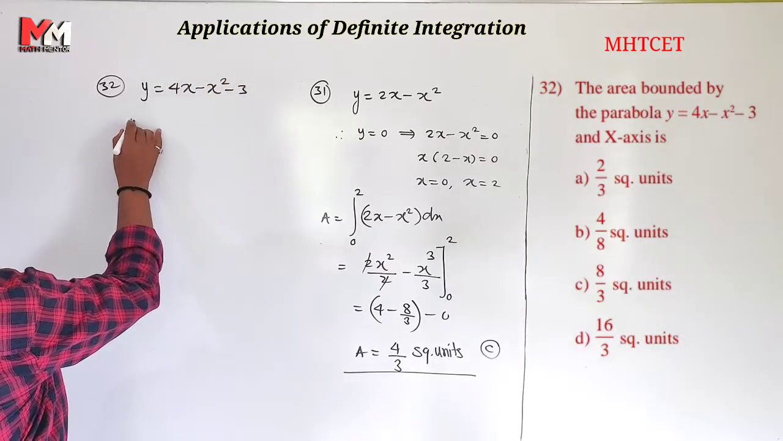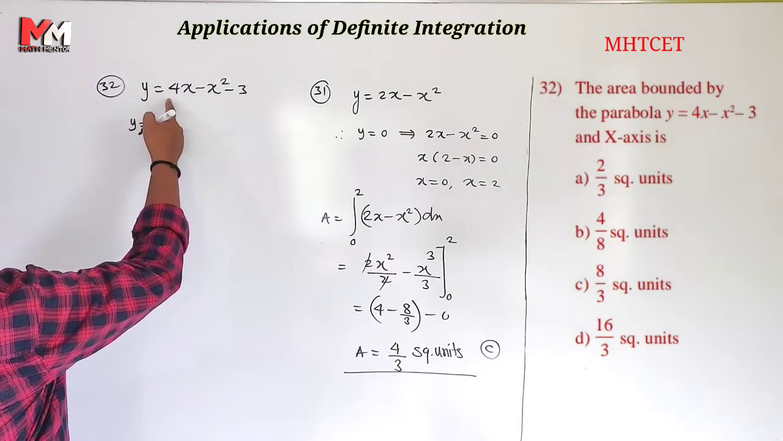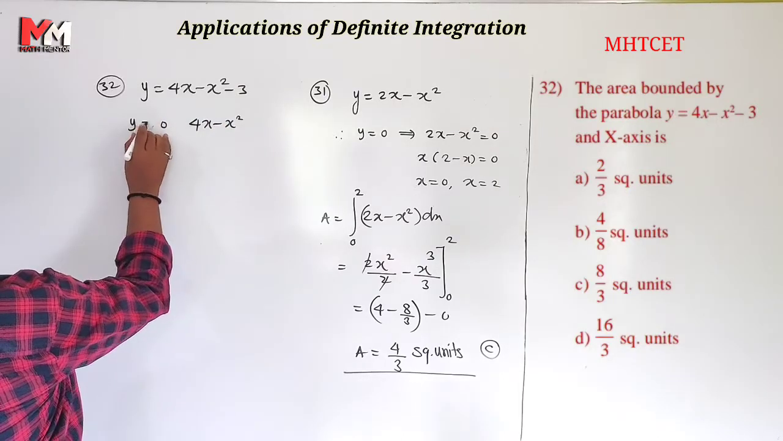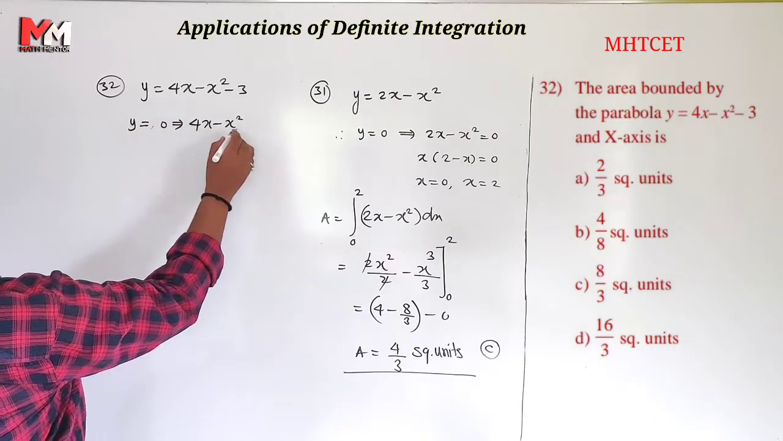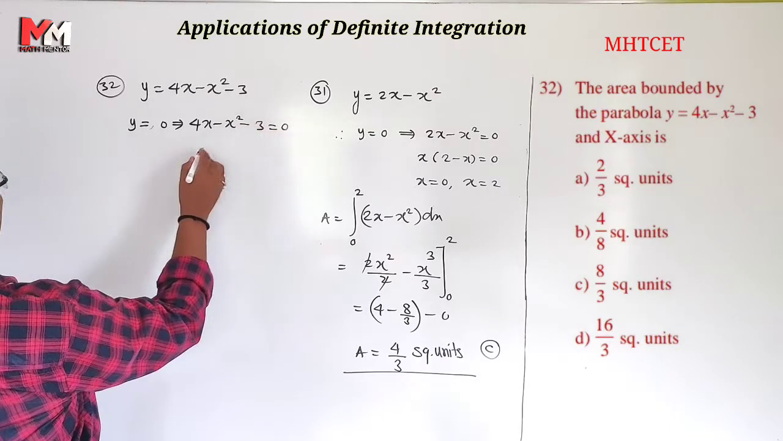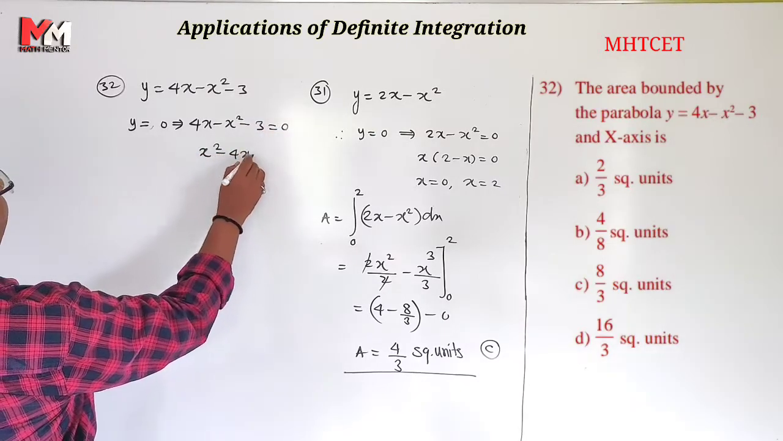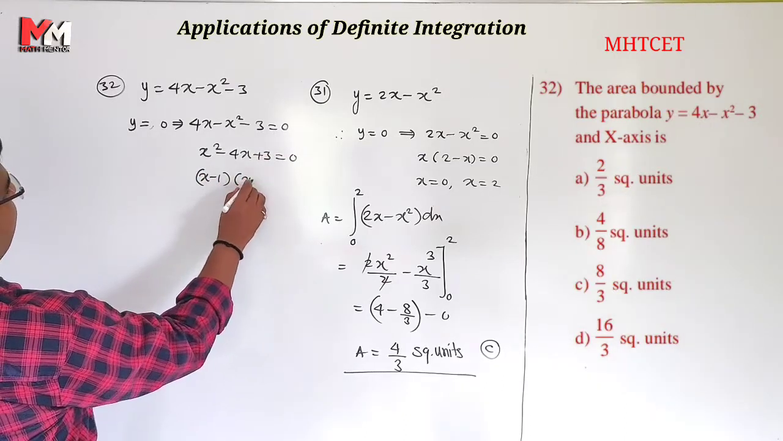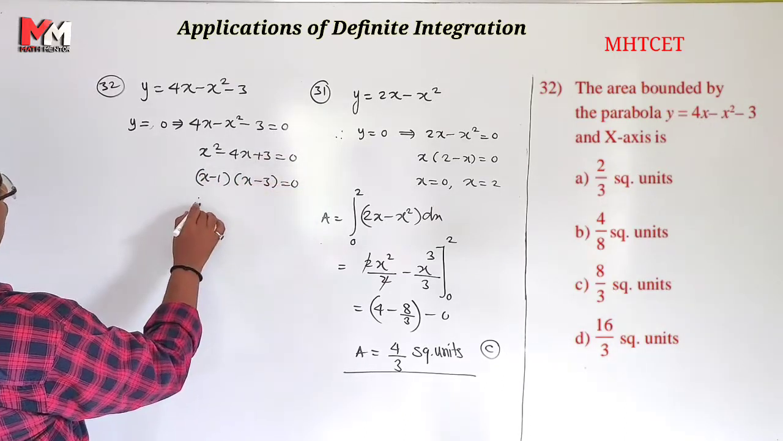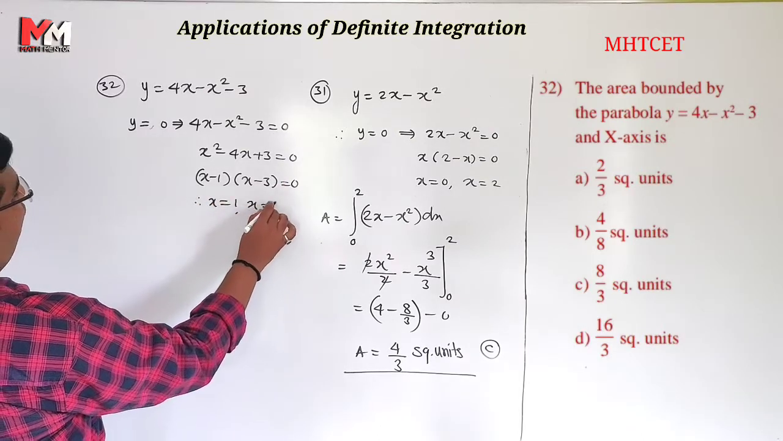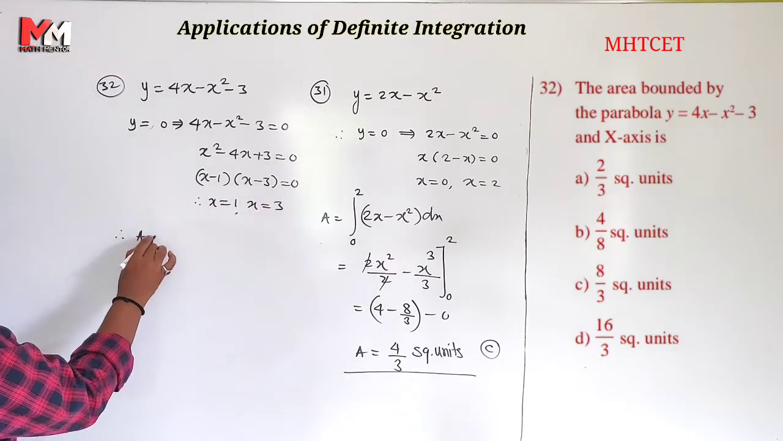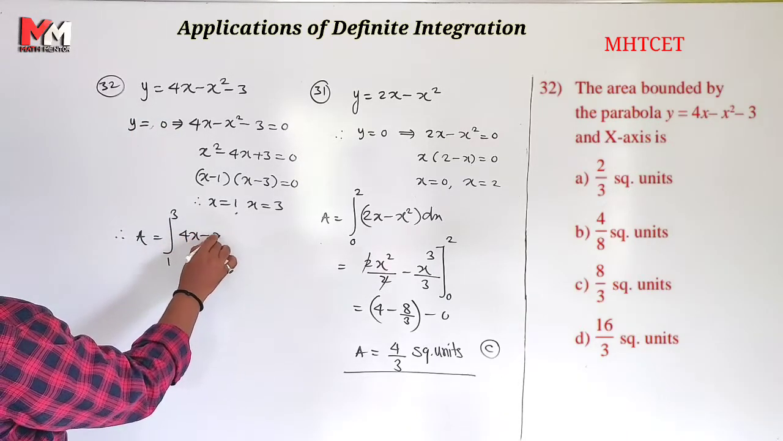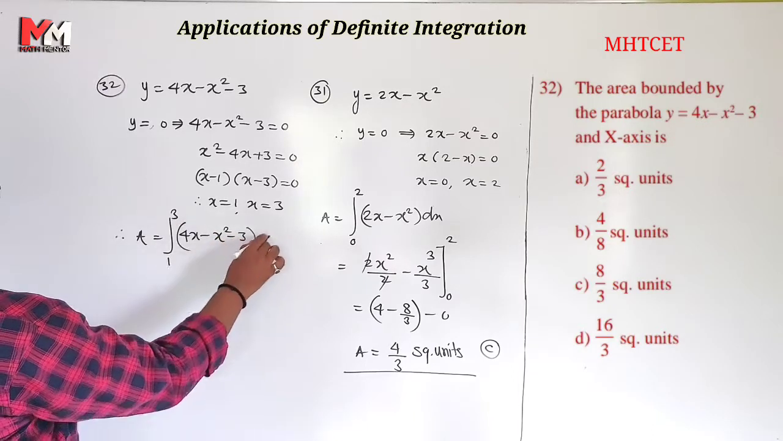With the x-axis, y is equal to 0. This gives 4x minus x square minus 3 is equal to 0. So x square minus 4x plus 3 is equal to 0. Factors: x minus 1, x minus 3 is equal to 0. Therefore x is equal to 1, x is equal to 3. So the required area A is the integration from 1 to 3 of 4x minus x square minus 3 dx.